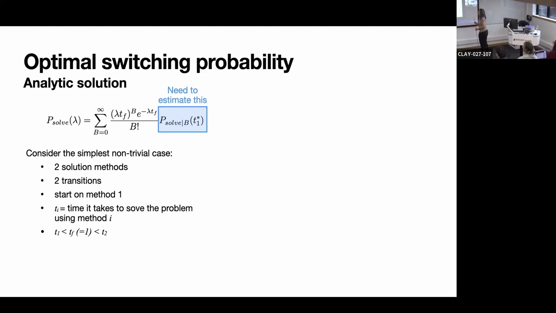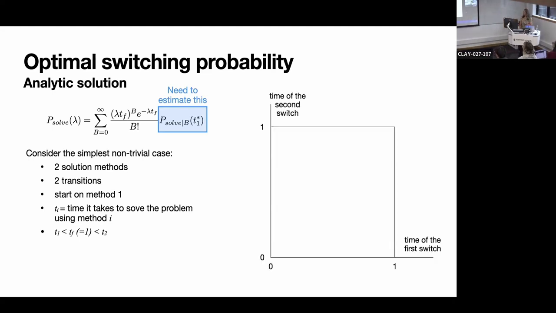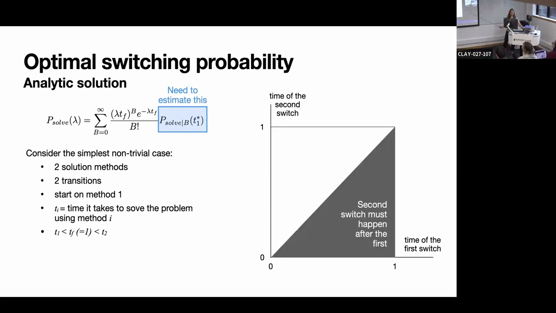Okay. All right, so how do I figure out what is the probability given the 2 transitions that I solved this? So you can just draw a picture, and here's the picture you draw. This axis is the time of the first switch. This axis is the time of the second switch. Okay. By definition, the second switch has to happen after the first switch. Right. So that part of the diagram's out.